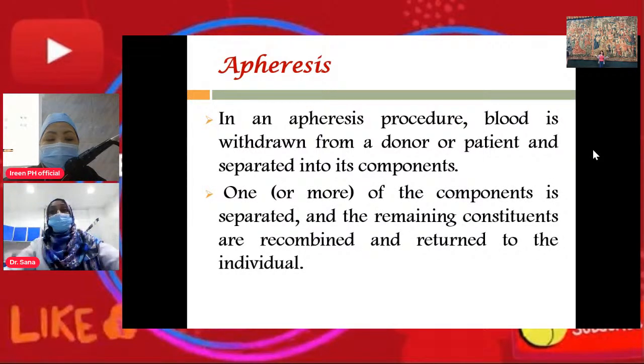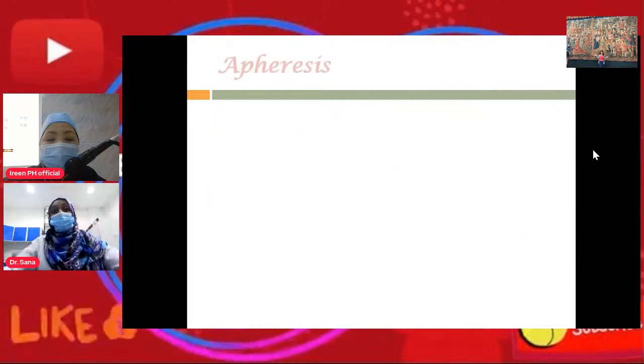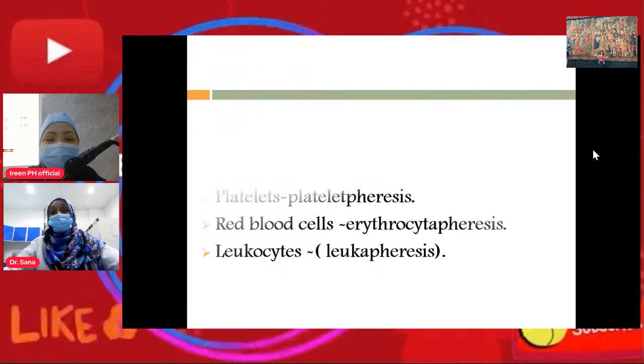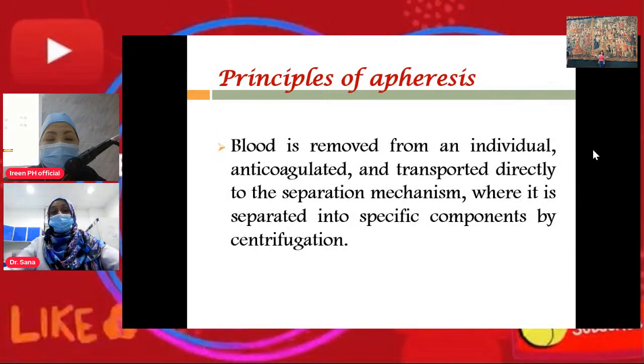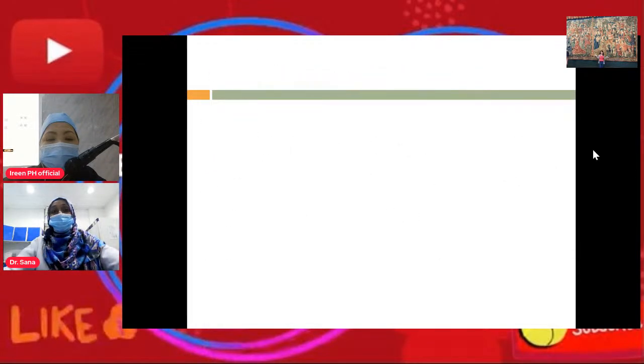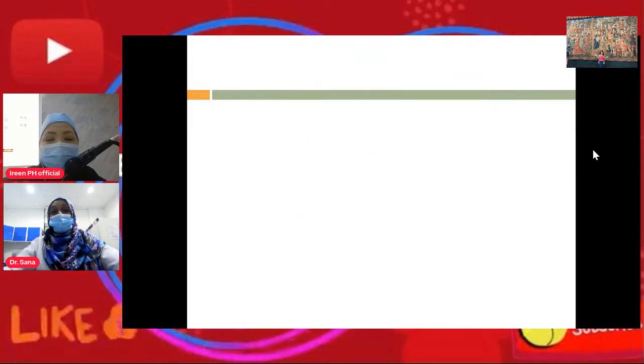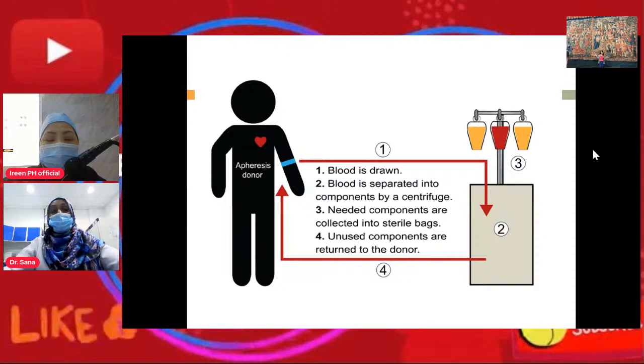Next, Erlene, to see the picture of the apheresis steps. Next. This is the principle. Next, this is a picture. See the phases. Number one, donor blood is drawn. Number two, blood is separated into components by centrifuge. Number three, needed components are collected into sterilized bags.